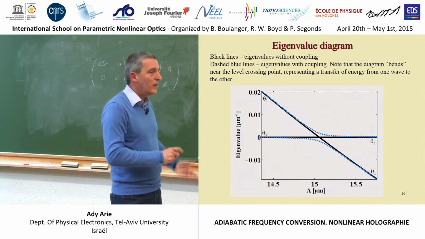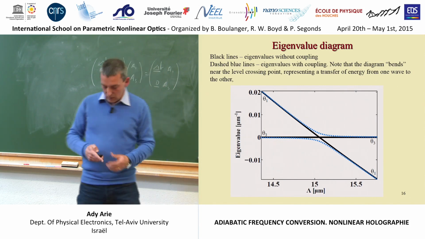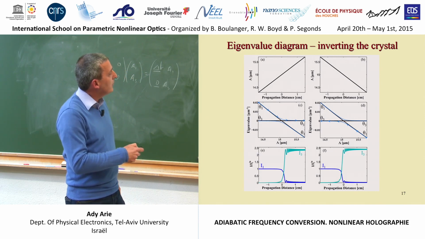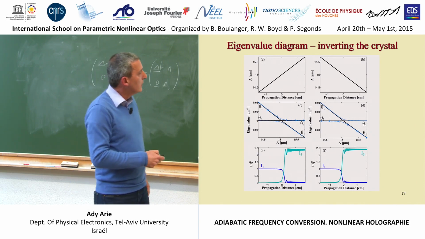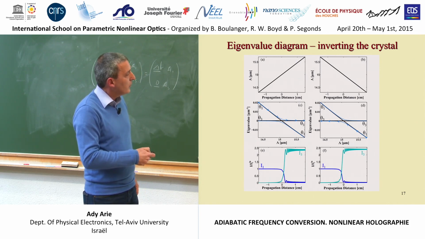By the way, if I reverse the crystal, if I just flip it, actually I think this is the next one. So this is if I just flip it. So in one case the period is going up. In the other case the period is going down. So in this case I start here. I start with omega 1. And I end with omega 3.